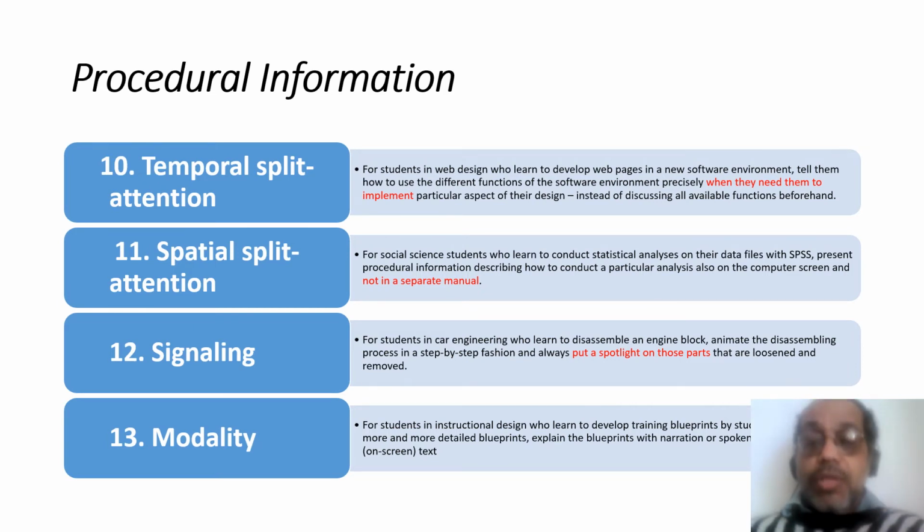Signaling, for example. Here's an example of signaling. You need to be showing and focusing people's attention on what it is that they need to be looking at. So for example, you need to shine a spotlight on the parts that need to be removed if you're working on a particular car. Because the car is complex, you need them to focus on the part. So when you're focusing on the part, you shine the spotlight on that part so they can see what is happening. And so on. You can look at the rest yourselves.